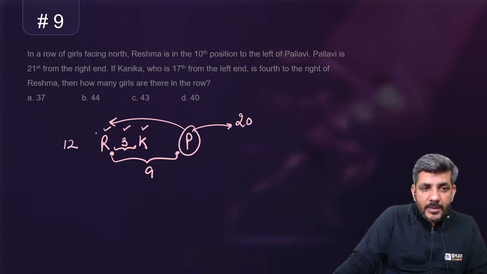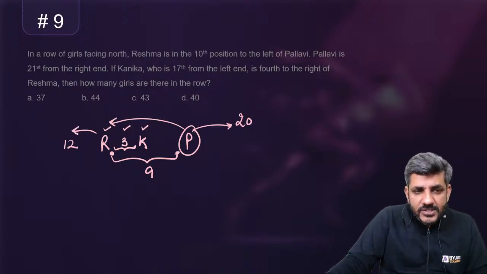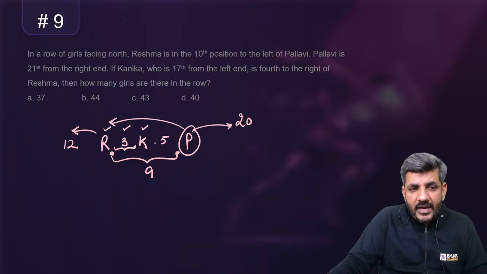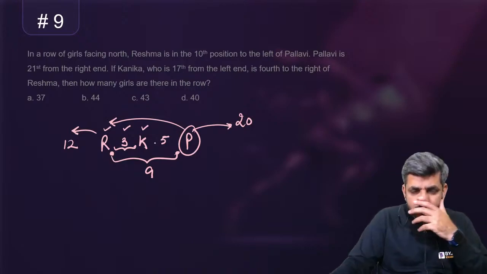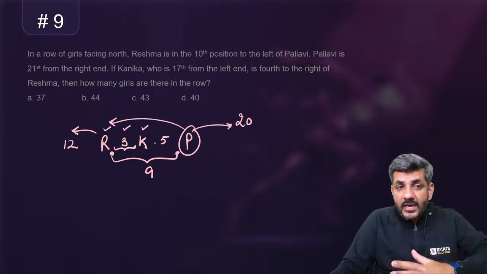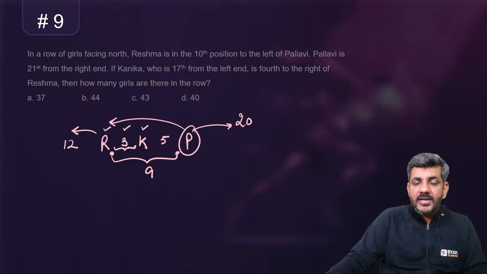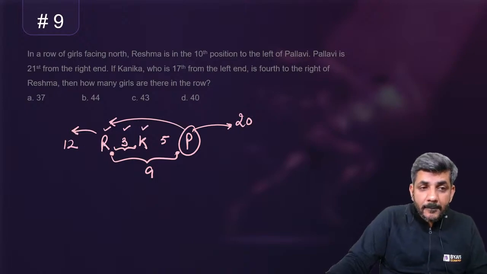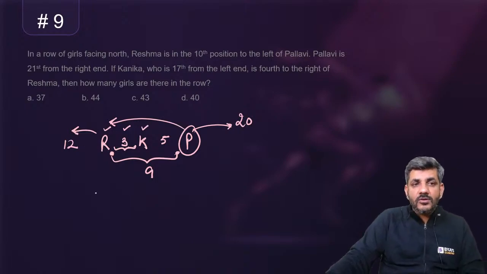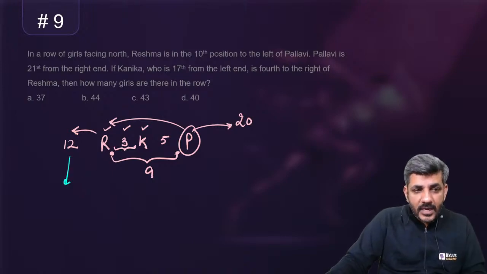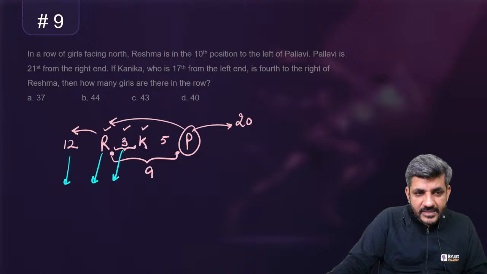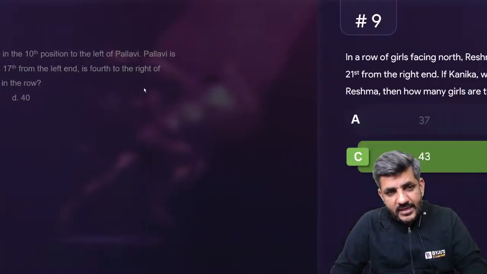Can I say there are 12 more people to the left of Reshma? And 3 plus 1, 4. That means there are 5 more people between Kanika and P. P is Pallavi. Kanika is 17th from the left and she is 4th to the right of Reshma, so between Reshma and Kanika we had 3 more people. And to the left of Kanika there are 16 people because she is 17th. So 3 plus Reshma, 12 more are there. Question is asking how many girls are there in the row. My answer would be 12 plus 1, 13 plus 3, 16 plus 1, 17 plus 5, 22 plus 1, 23 plus 20, 43. So option C, 43, is the right answer for this question.